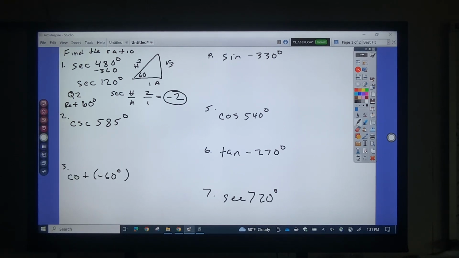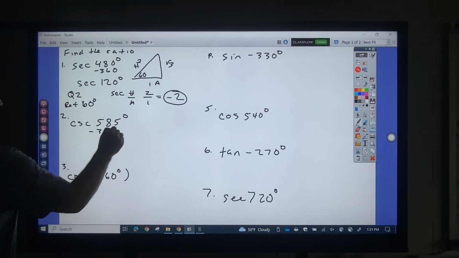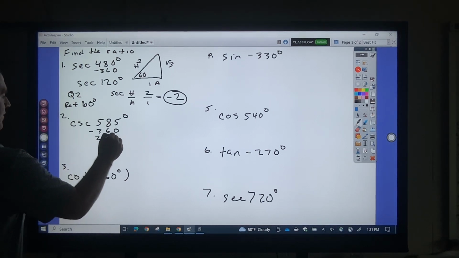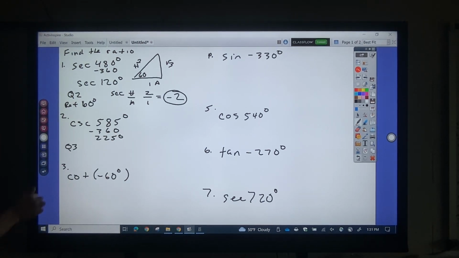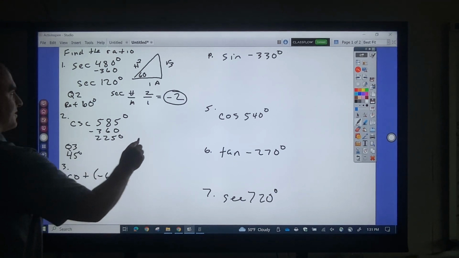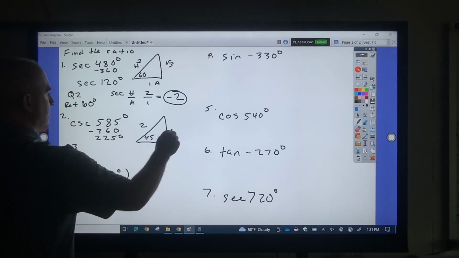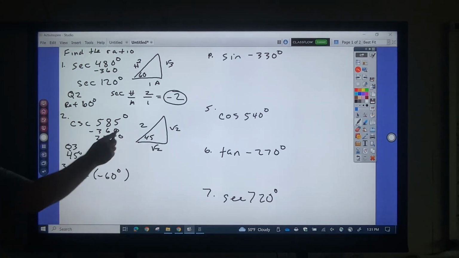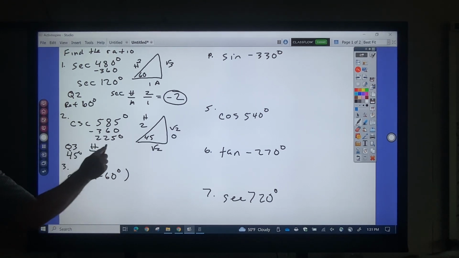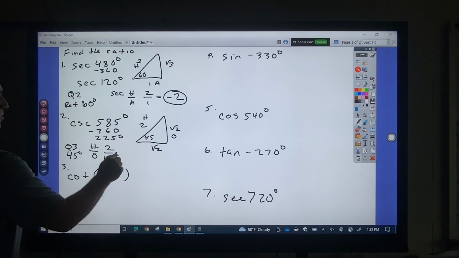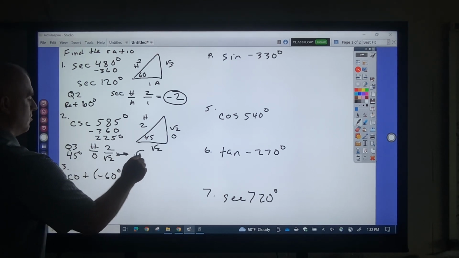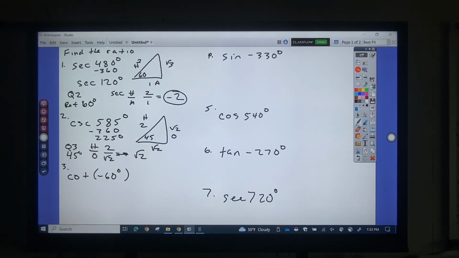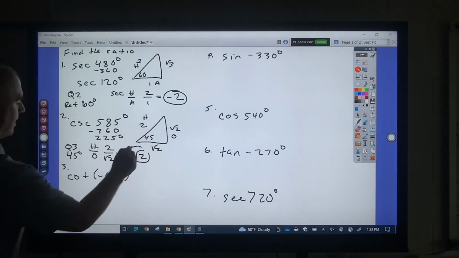On this one, what I would do is subtract 360. That's going to be 225 degrees, which would be in quad 3. I would compare that with 180, so that's going to be a 45-degree reference angle. Secant is h over a. So that's going to be 2 over the square root of 2, which turns into square root of 2 if you rationalize that. And since I'm in quad 3, the only things positive are tan and cotan, so that would be negative.